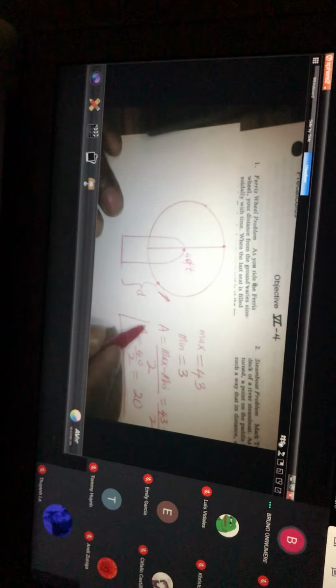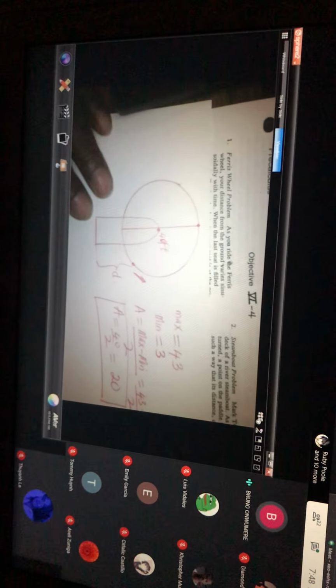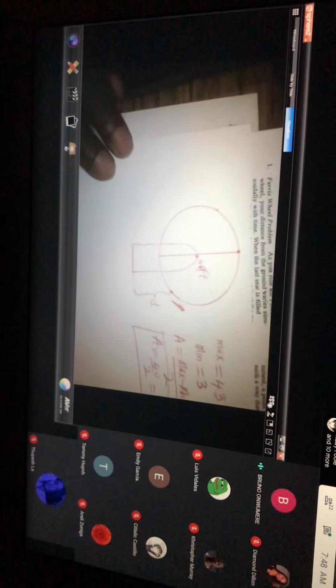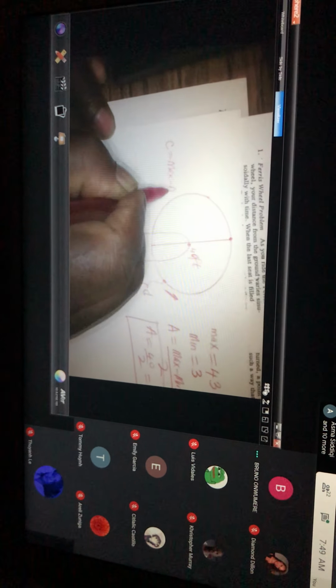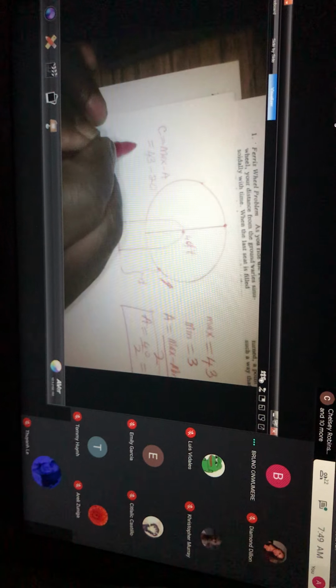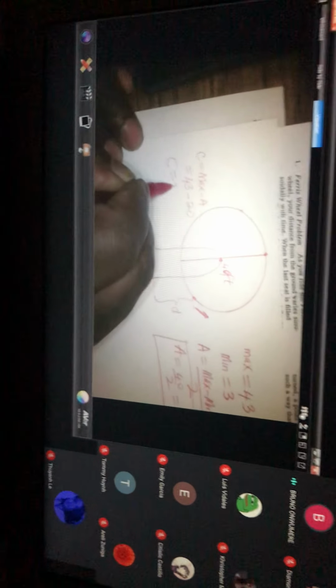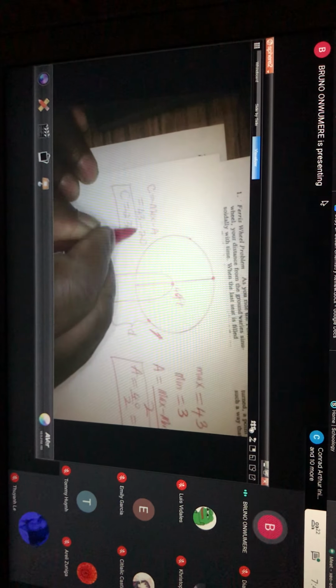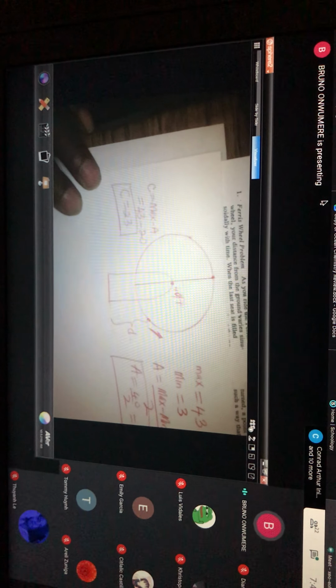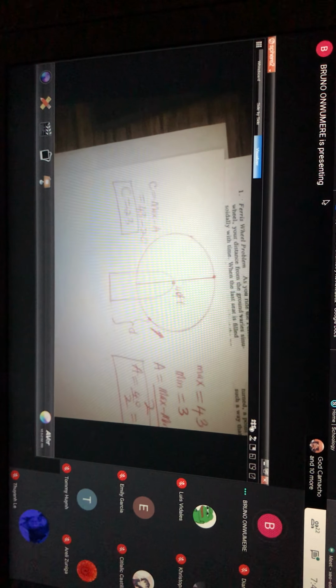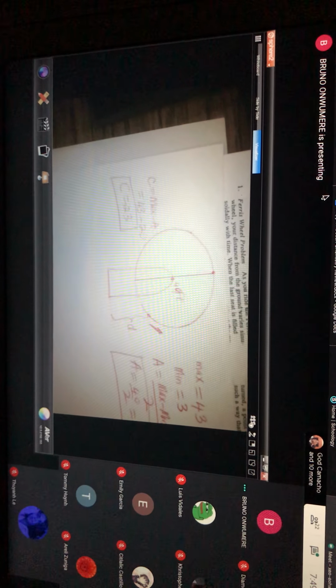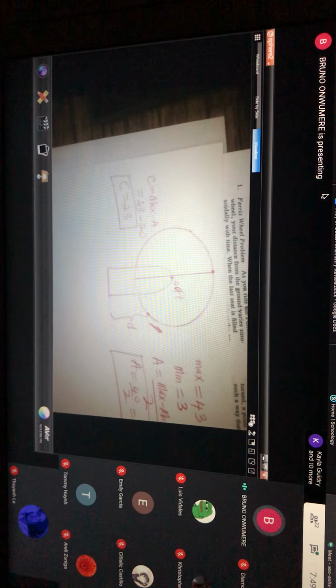I get the A. I can as well get the C. What is the C value? C is the max minus A. Therefore, C is 43 minus 20. That means that C is 23. I got the C also. Watch how I'm doing this step by step. No excuses.